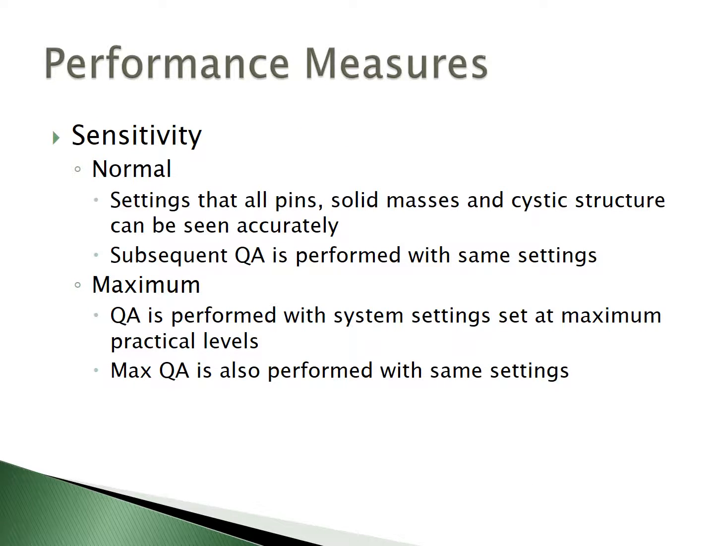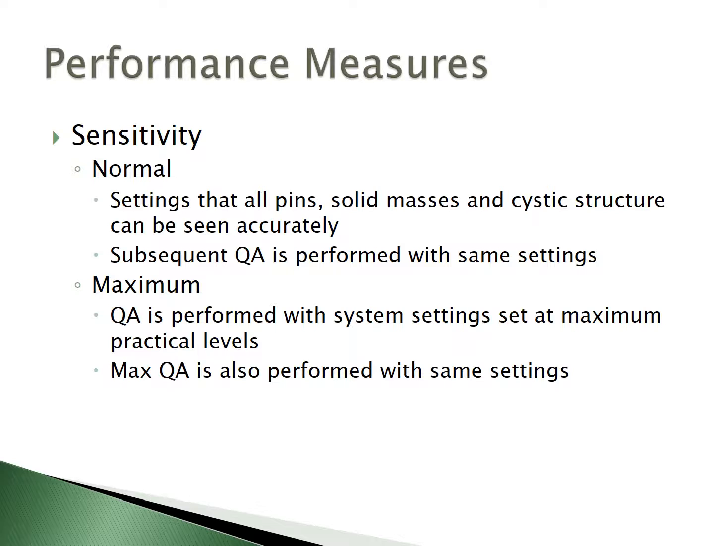So if you remember back a couple slides ago, we were talking about soft tissue phantoms being our kind of standard to keep all of our settings the same every time we do a QA program. So performance measures are something that we want to look at every time we do QA to make sure that our machine is operating appropriately. So the first performance measure that we're going to look at is the sensitivity of the machine. And when we do that, we want to look at normal and maximum sensitivity.